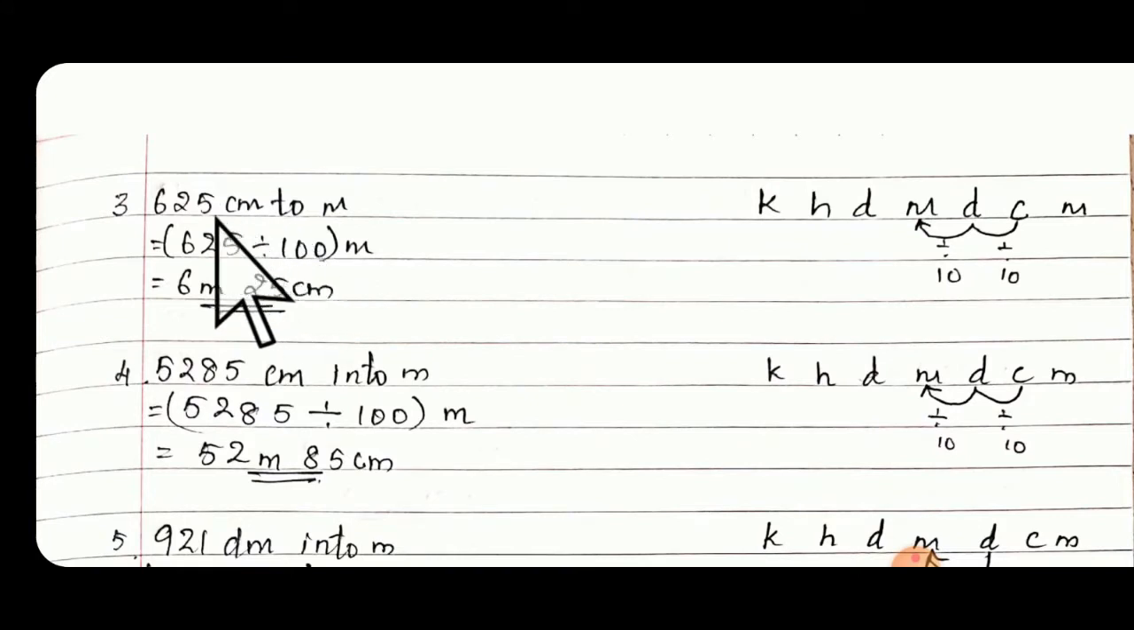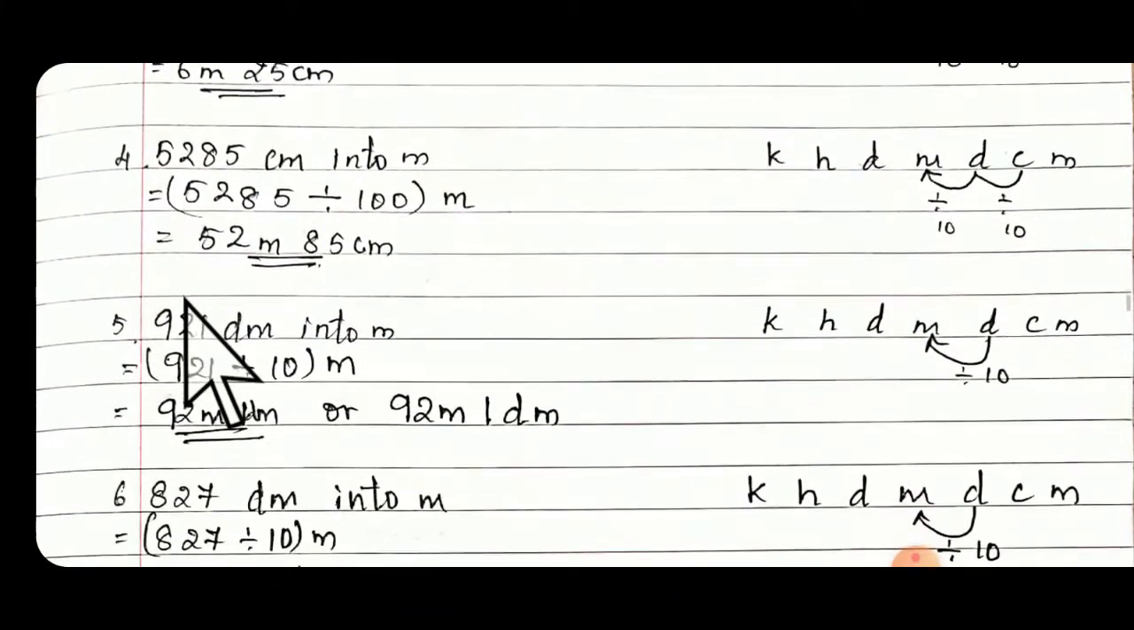Next, 625 centimeter to m only. That means write down the sentence and see cm to m. Cm to m we went, that means back by 2 units. So divide by 100. 625 divided by 100. If you divide, 2 units will be in smaller units, and then 6 as in the hundreds. So 6 meter and 25 centimeter will be the answer.